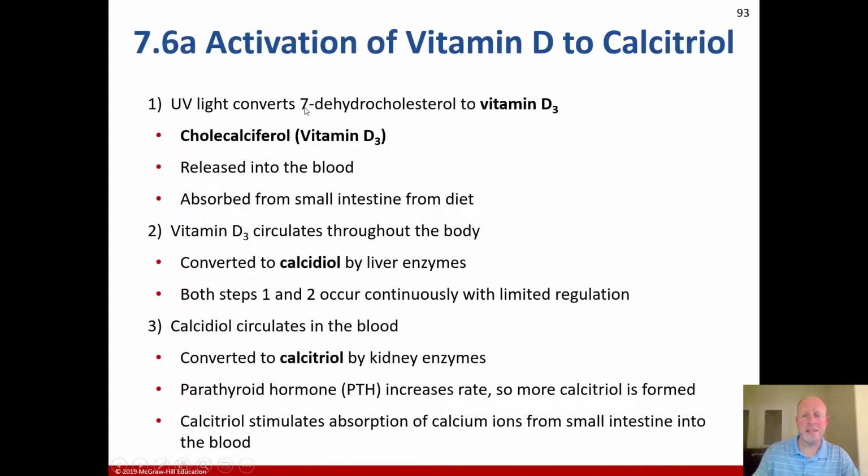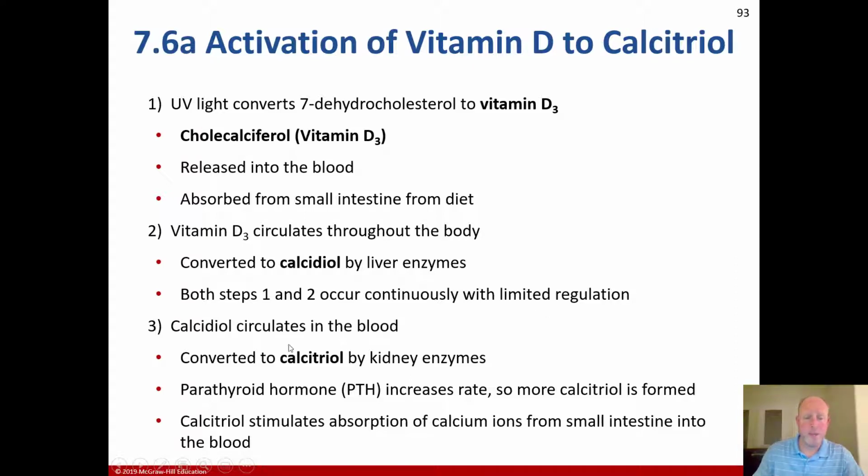The activation of vitamin D to calcitriol: specifically, UV light converts 7-dehydrocholesterol to vitamin D3, and vitamin D3 is cholecalciferol. It's released into the blood. It's also absorbed from the small intestine from the diet, at least that's where it's ideally obtained from. Vitamin D3 then circulates throughout the body. It's converted to calcidiol by the liver enzymes. Both of these steps, 1 and 2, occur continuously with limited regulation.